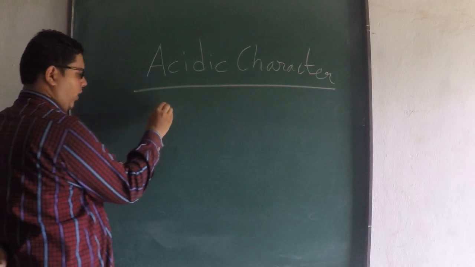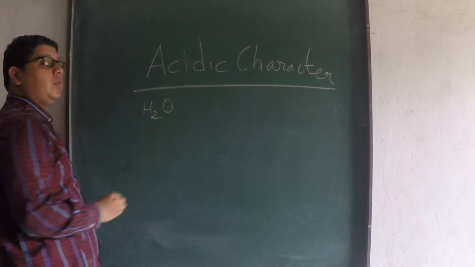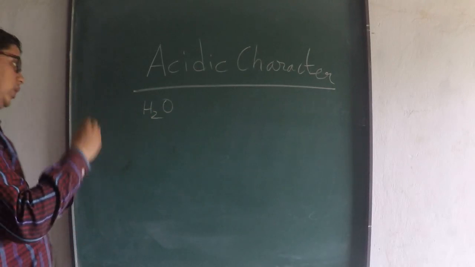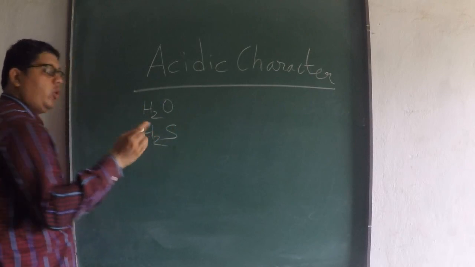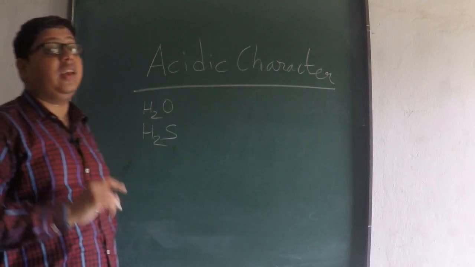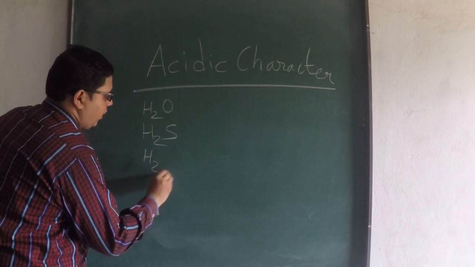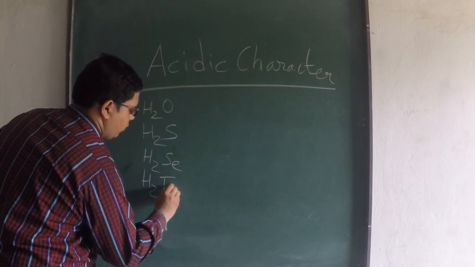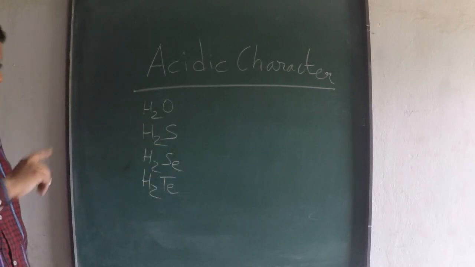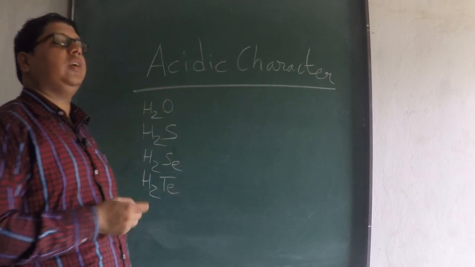As we know, water is considered to be neutral. But what about the next? We also know that H2S is an acidic gas. Is it not? Then there is H2Se and H2Te. We don't know about them right now. Let's discuss what happens to the acidic character.